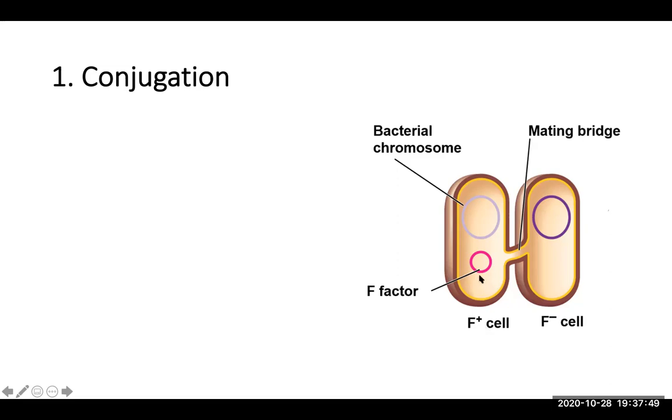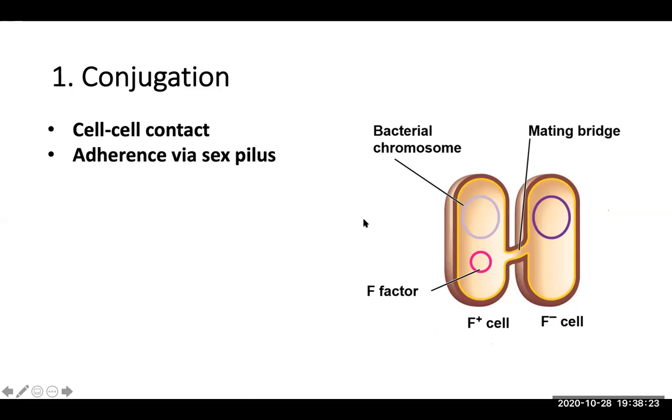The F plus cell will extend the pilus, and that pilus will touch the F minus cell and grab it. And then a mating bridge will form, which is more secure and holds them tight together. That mating bridge is where a copy of the F factor will get transferred through into the F minus cell. So the first step is to make cell-to-cell contact. The F plus cell has to extend the pilus.